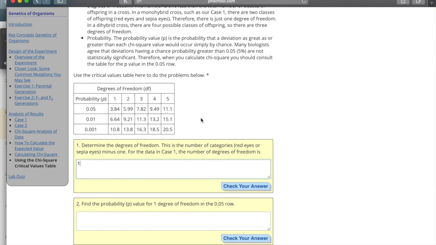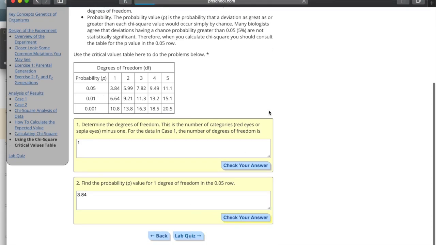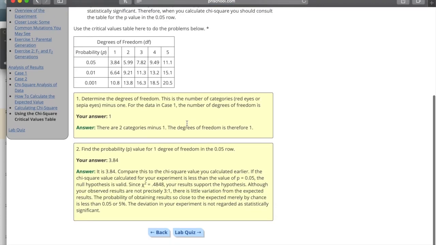And now it's asking us to find the probability value for 1 degree of freedom in the 0.05 row. So we have 1 degree of freedom, and it's asking us for the 0.05 row, because this is where we really want to hit to be statistically significant. And the value here that we really want to be under to get 0.05 is 3.84. Now, usually when you calculate your chi-square value, you're usually not going to have a value that's exactly any of these. So you're really going to be in between one of the percentages probably. So we'll check our answers and we should be good. Perfect. There we go.